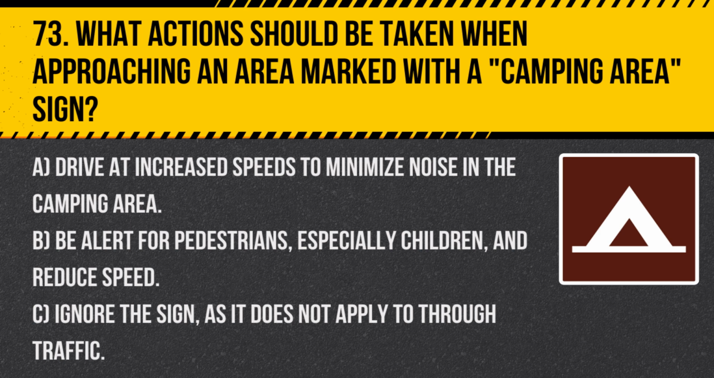Question 73. What actions should be taken when approaching an area marked with a camping area sign? A. Drive at increased speeds to minimize noise in the camping area. B. Be alert for pedestrians, especially children, and reduce speed. C. Ignore the sign, as it does not apply to through traffic.